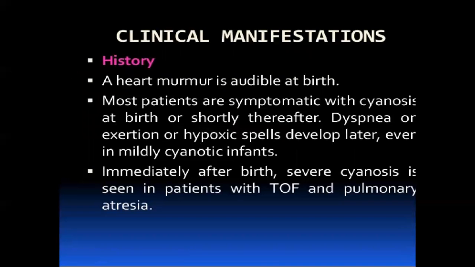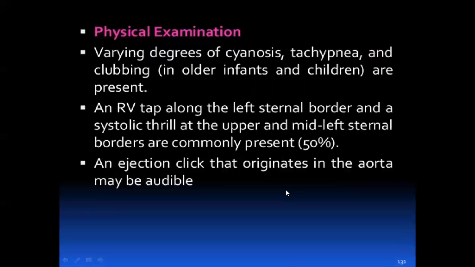And now clinical manifestation. On history, a heart murmur is audible at birth. Most patients are symptomatic with cyanosis at birth and shortly thereafter. Dyspnea on exertion and hypoxic spells develop later, even in a mildly cyanotic infant. Immediately afterwards, severe cyanosis is seen in patients with tetralogy of Fallot.